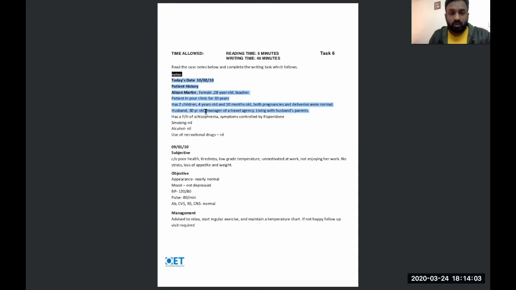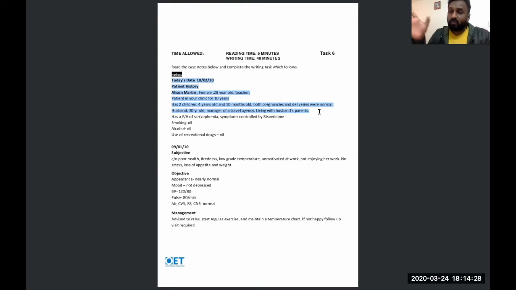She has 2 children, 4 years old and 10 months old. Both pregnancies and deliveries were normal. Her husband is 30 years old, a manager of a travel agency, and she currently lives with her husband's parents. So you got to know your patient's name is Alison Martin, she is a 28-year-old teacher, and she has been in your clinic for the past 10 years. She lives with her husband's family and has 2 children. This information you got to know.